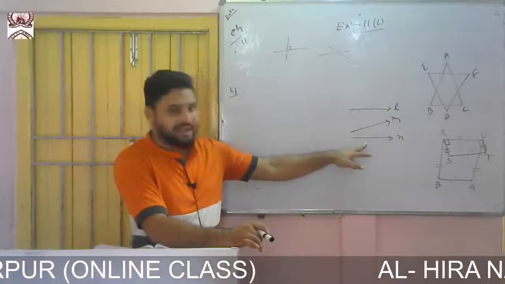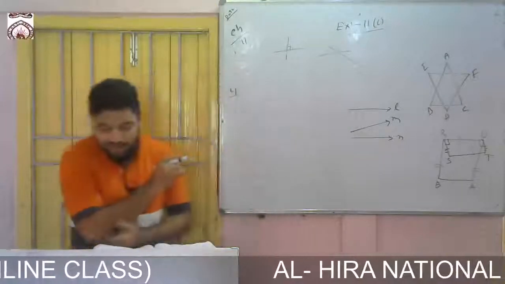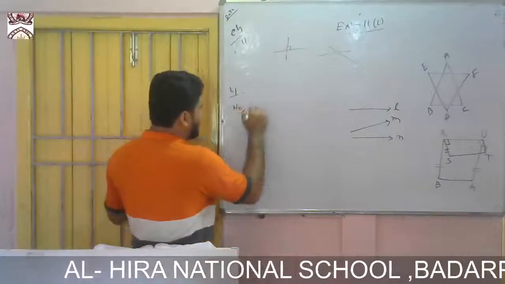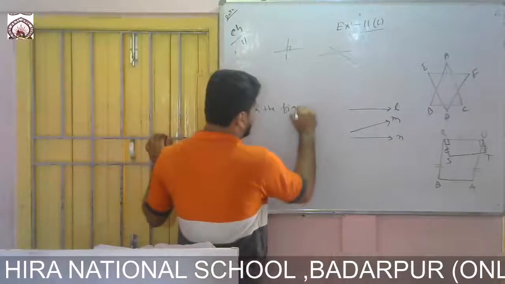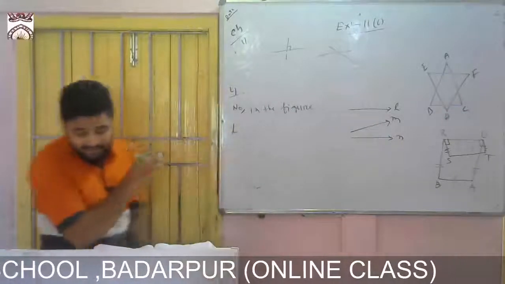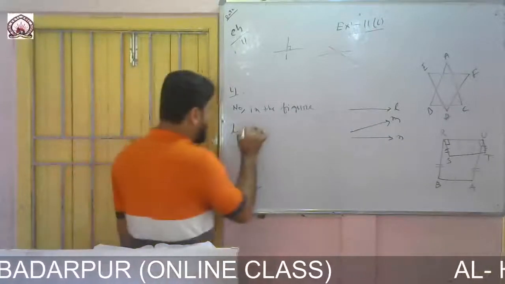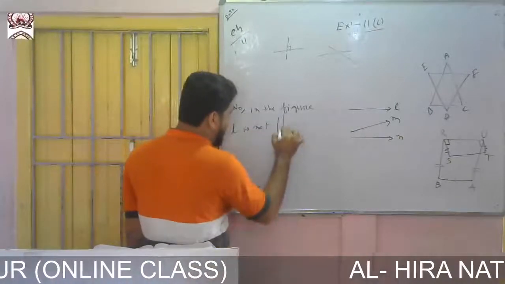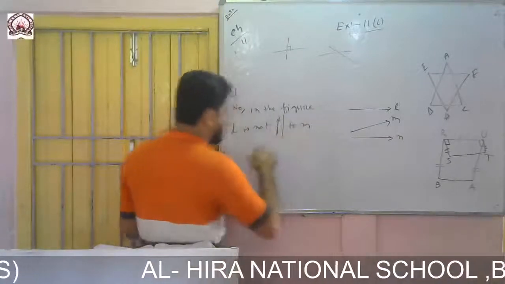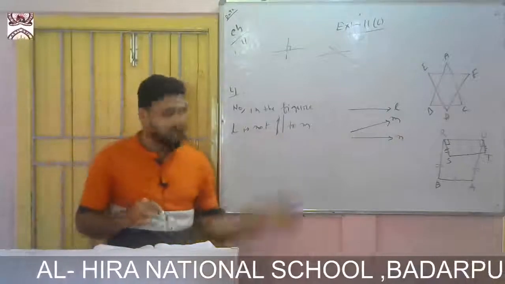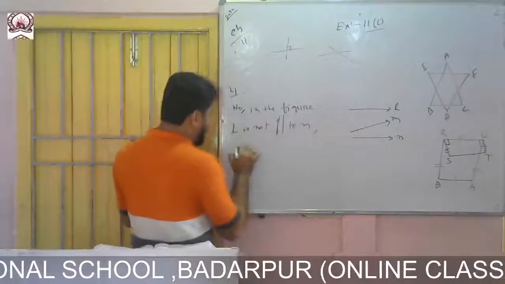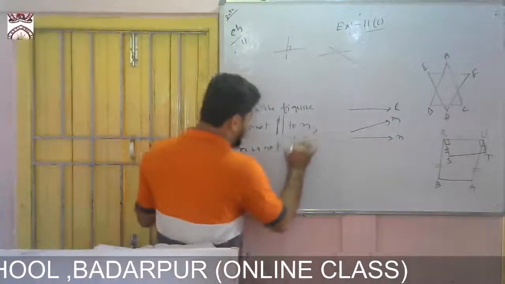Line M is not parallel to line N, but lines L and M are what? Parallel. So, right answer. In the figure, L is not parallel to M. I am using the symbol; you can write the word parallel, or you can use this symbol. L is not parallel to M, M is not parallel to N.